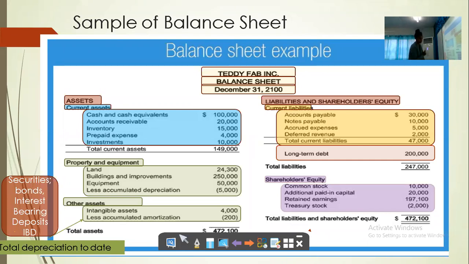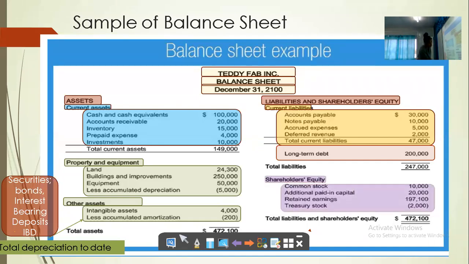Okay? So, what is the total assets of this balance sheet here? Is this balance sheet balanced? Yes. What tells you that it's a balanced balance sheet? The total assets is equal to the total liabilities and shareholders' equity. Well done. Great job, brave people. Brilliant minds here. Okay, any questions?